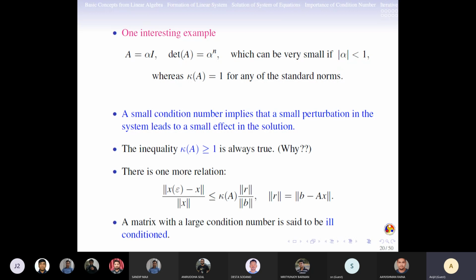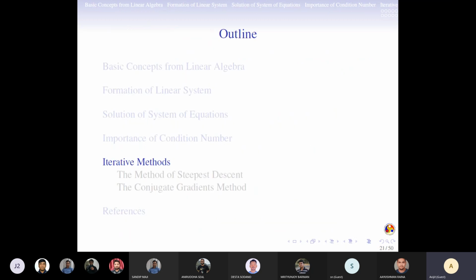Okay. Now also one more relation related to the condition number, which is: relative error is less than or equal to kappa(A) times norm of R by norm of B. R is the residual, B minus AX, and a matrix with a large condition number is said to be ill-conditioned. Okay, this is the material related to the condition number. I think you are getting the point of why the condition number is important in this context. Okay, now we are coming to the next topic.